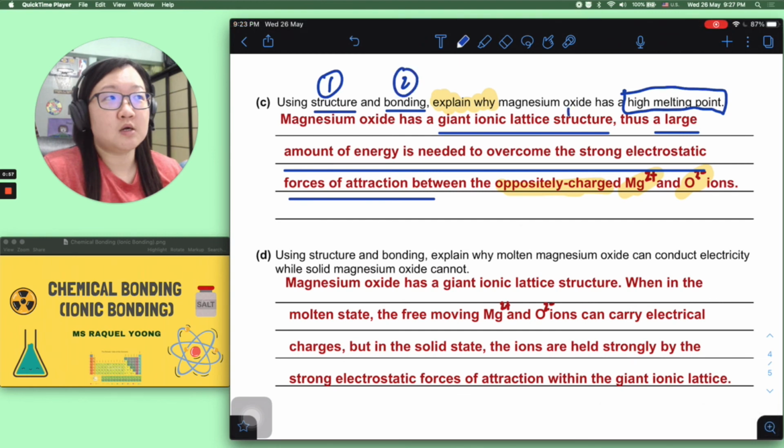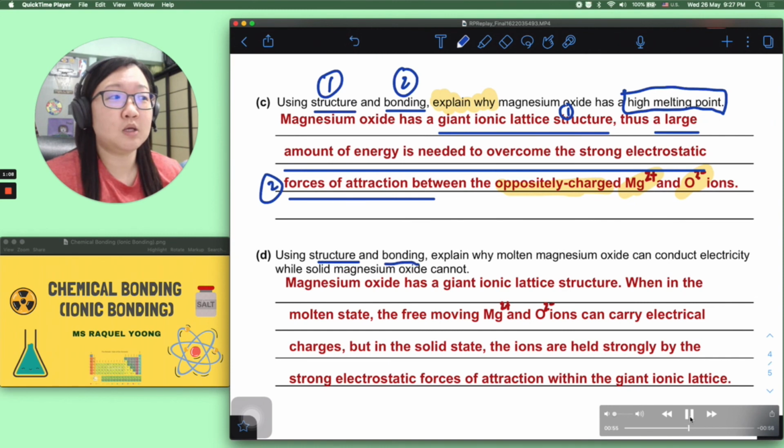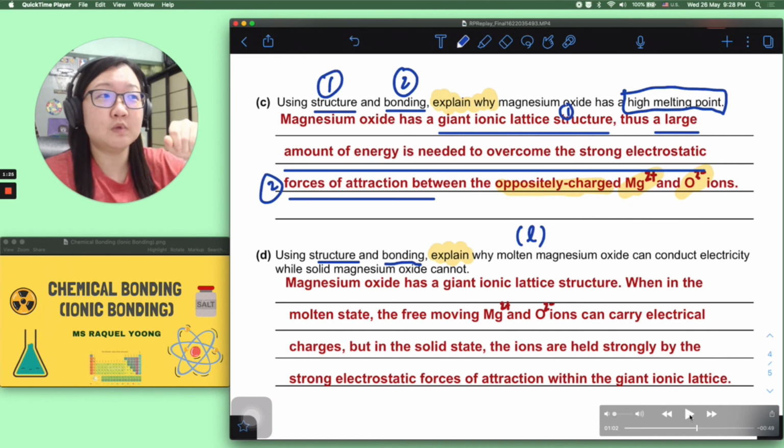If you need such a large amount of energy to overcome the strong force of attraction, then it therefore results in a high melting point. Part D, using structure and bonding as well, explain why molten, meaning liquid state, right? In class, I shared with you, you can think of it as when you eat molten lava cake. You cut open that lava cake, it oozes out as a liquid state. Or if you think about molten lava from a volcanic eruption, same thing, it is able to flow. So the word molten basically just means in the liquid state.